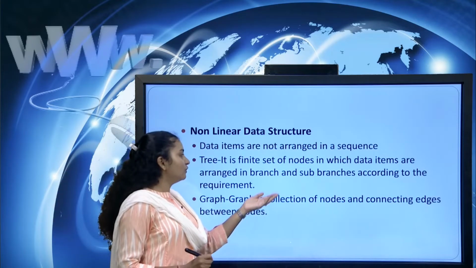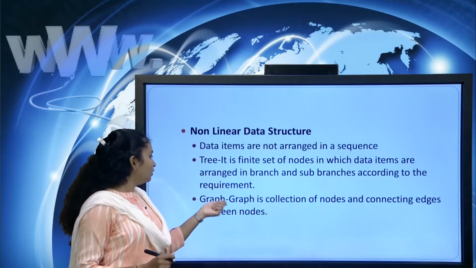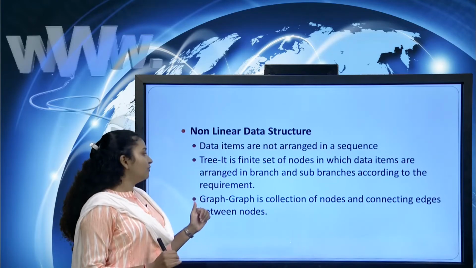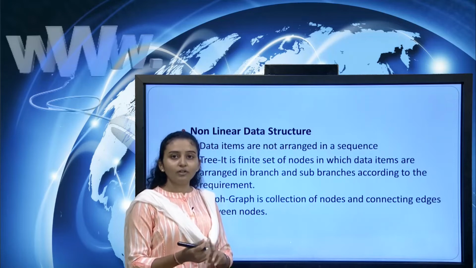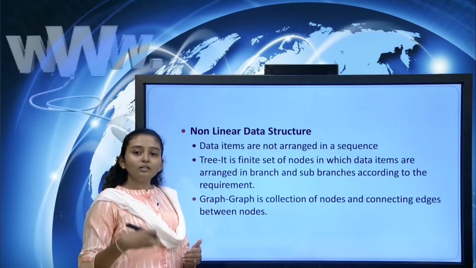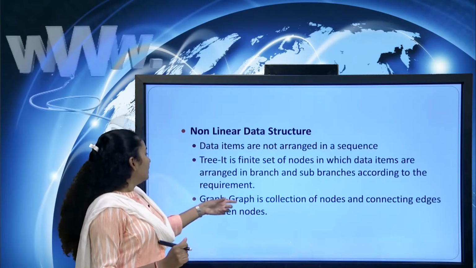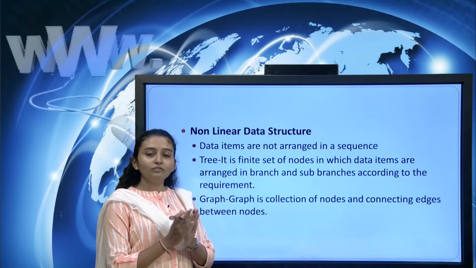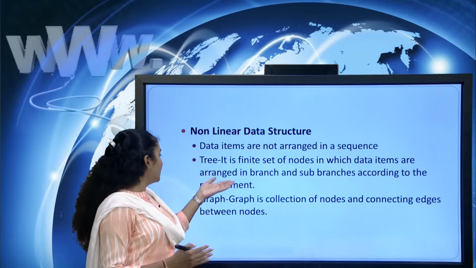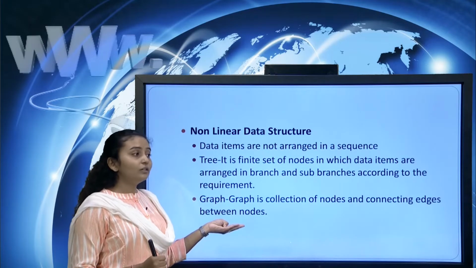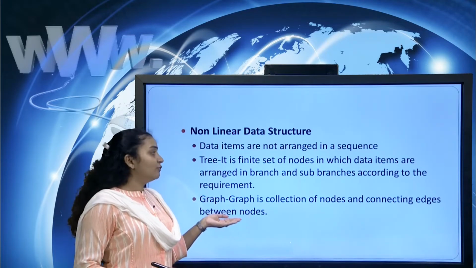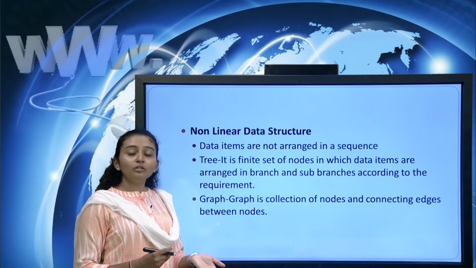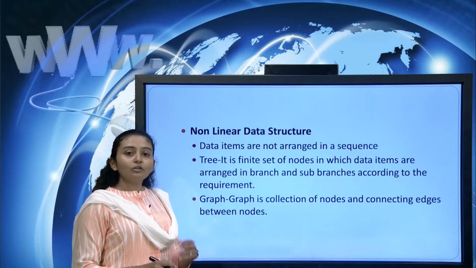Next, our nonlinear data structure is a graph. A graph is a collection of nodes and connecting edges between nodes. A graph has a similar kind of structure to a tree, but in a graph we have different edges and vertices. You are going to learn it in further lectures also. Tree and graph are very well used in computer networks to provide different paths and routing mechanisms. So you can use this concept to develop your networking applications or technologies also.